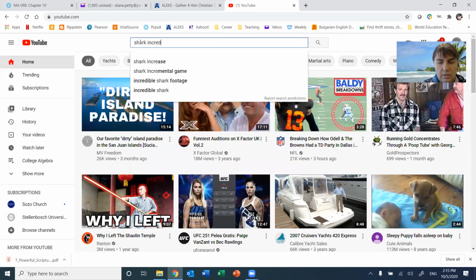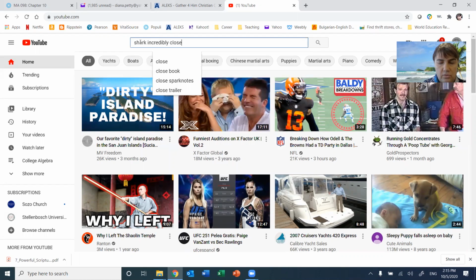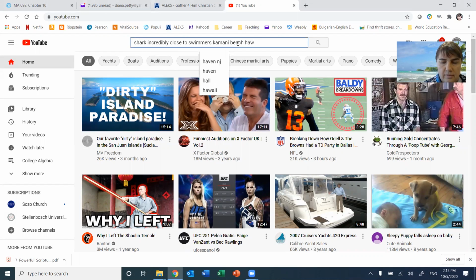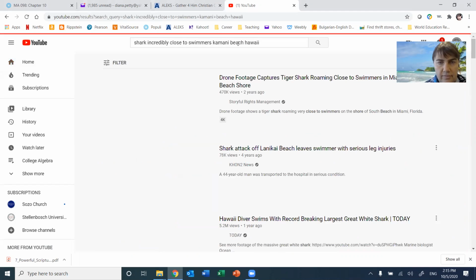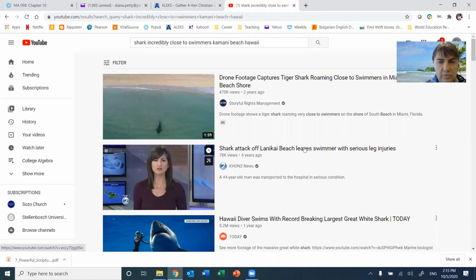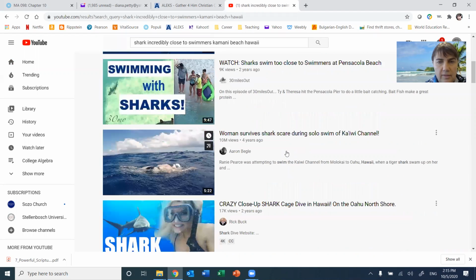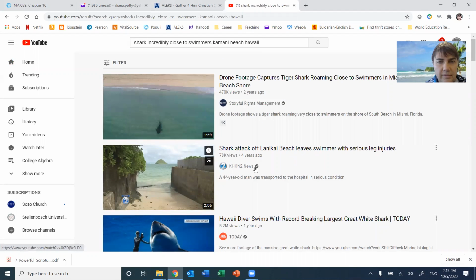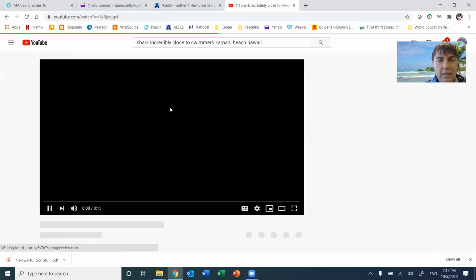Shark incredibly close to swimmers. Kaimana Beach? Maybe it was Kaimani. Let's see. Well, I think it looks like, oh, 2 years ago. I think this was just recent. Well, let's see what this chart is. I don't see any swimmer.